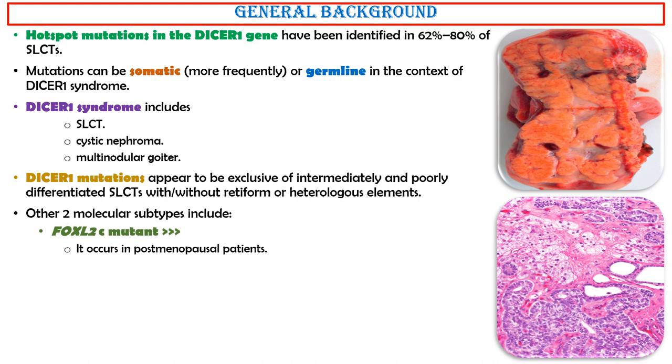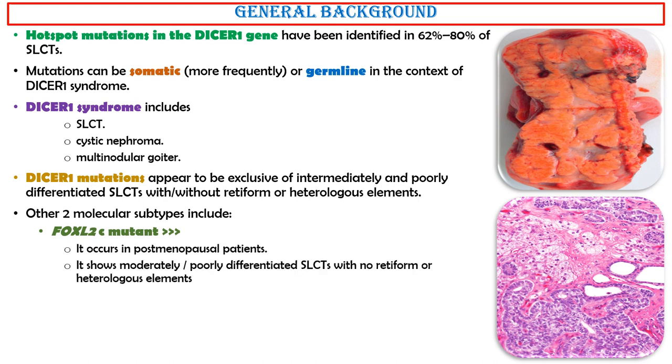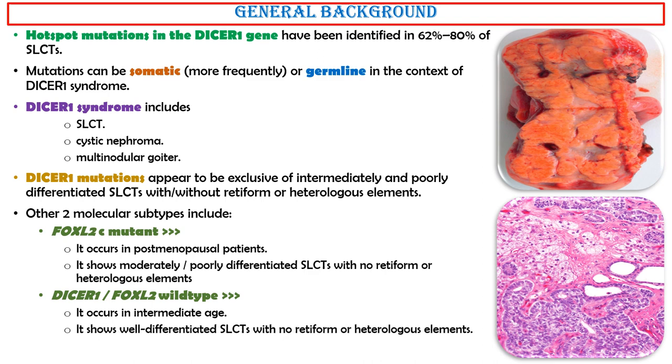It occurs in postmenopausal patients. It shows moderately or poorly differentiated Sertoli Leydig cell tumors with no retiform or heterologous elements. DICER1 FOXL2 wild type. It occurs in intermediate age. It shows well differentiated Sertoli Leydig cell tumors with no retiform or heterologous elements.